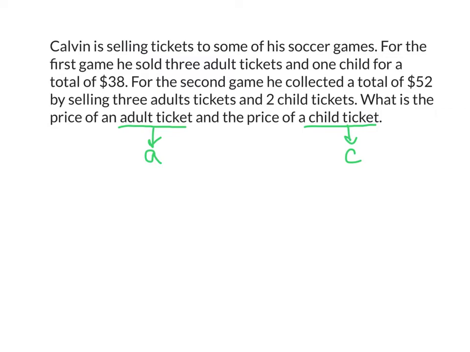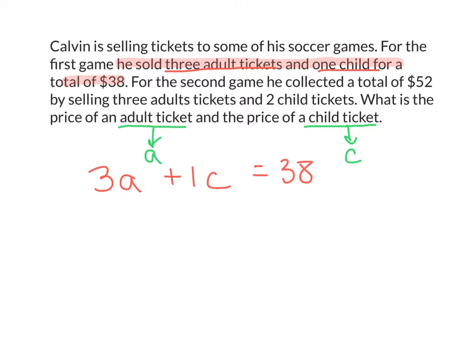Now we need to go back and see if we can come up with the equations that we're going to use. So if we take a look at this second sentence, it says he sold 3 adult tickets and 1 child ticket for a total of $38. So if we're going to write that as an equation, we can write that as 3A, since we have 3 adult tickets, plus 1 child ticket, and that totaled $38.